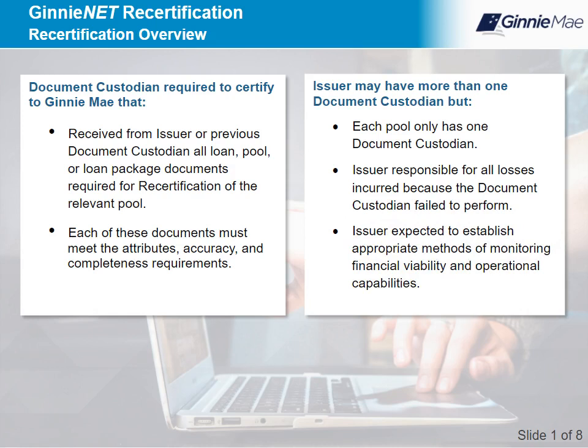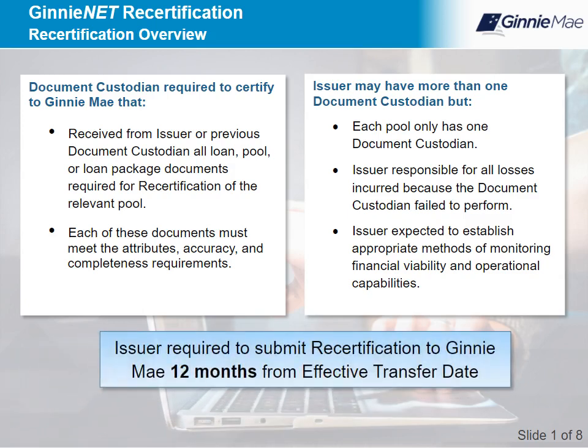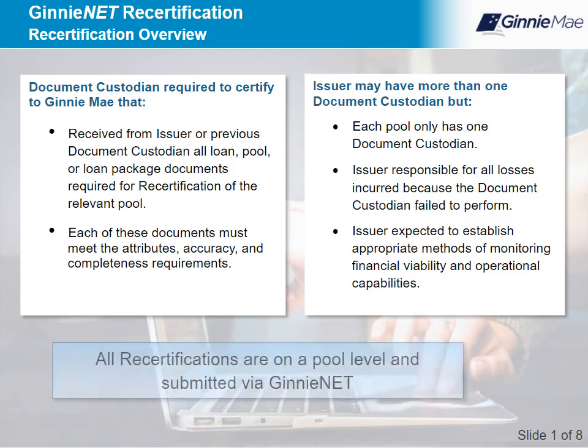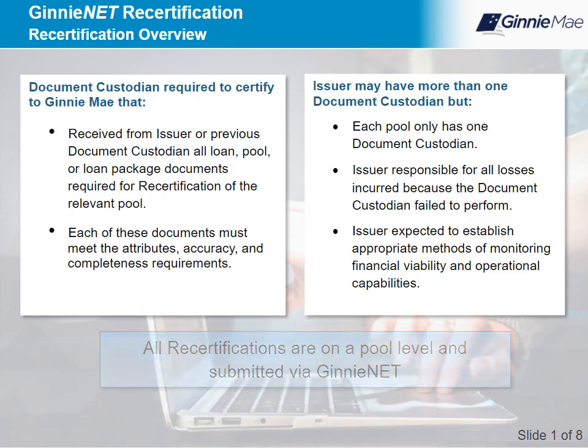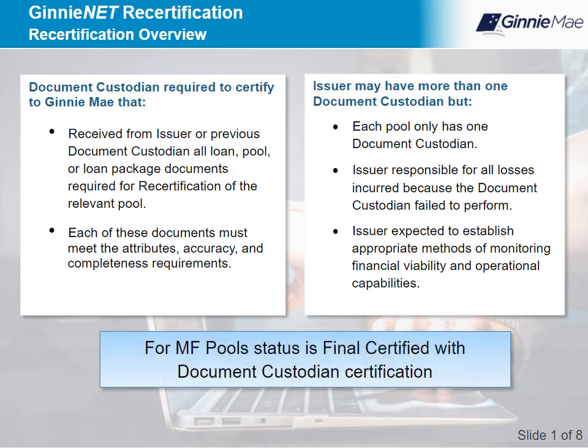If there is an issuer portfolio transfer or a document custodian transfer, the issuer of record is required to submit a recertification for all affected pools 12 months from the effective transfer date to Ginnie Mae. All recertifications are on a pool level and are to be submitted via Ginnie Net. For multifamily pools, remember that as soon as the document custodian certifies the pool status is final certified.